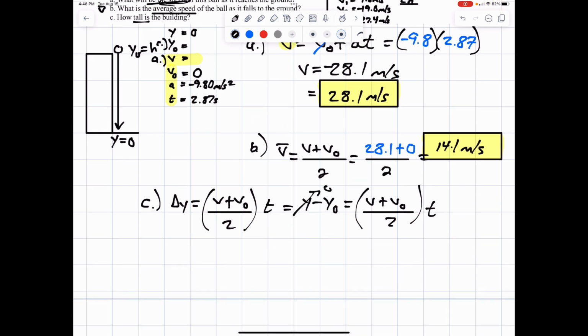So what are we kind of looking at here? Well, y is 0, but you have to remember v naught is also 0, and v is a negative value, right? So the negative here and the negative here will end up canceling. So I don't really have to worry so much about negatives. And y naught, well, that's the height. That's what I'm looking for. So the height that it's dropped from is going to be v, the speed, divided by 2 times the time. That's what I'm plugging into.